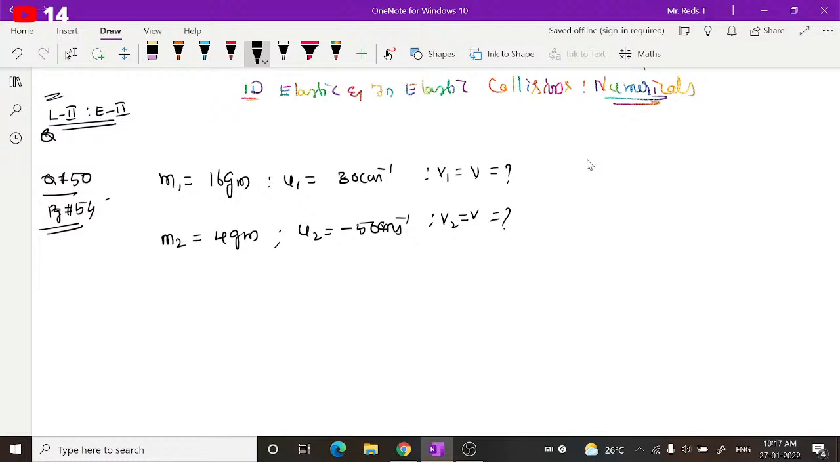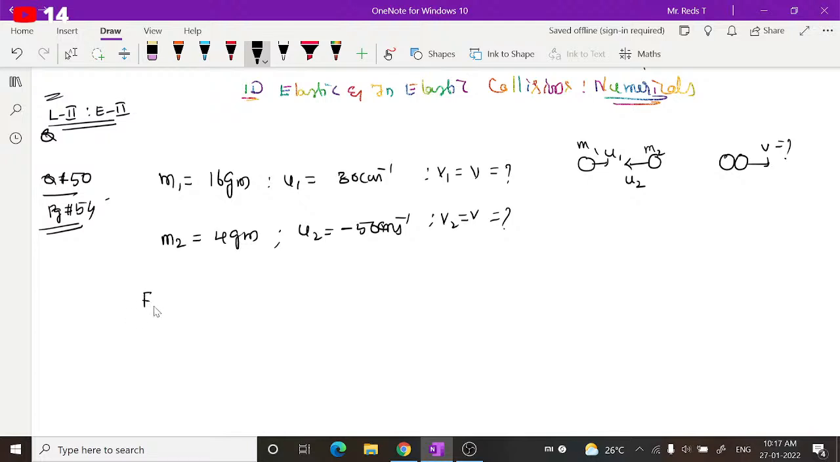So before collision, m1 is moving with velocity u1 and m2 is moving with velocity u2. After collision, they stick together and move with a common velocity v. Provided they are not moving in the same direction, guys. This is very important. M2 is moving in the opposite direction with velocity u2, so we have to take this properly into consideration.